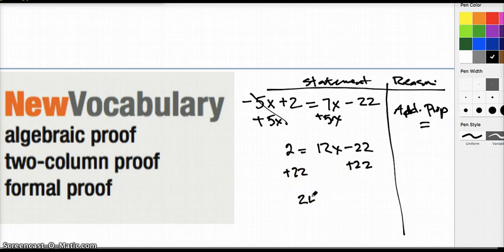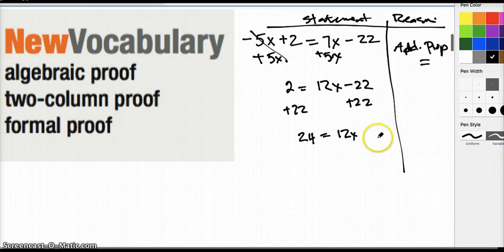Once you've done that, you end up with 24 is equal to 12x, and then you would write, well, what's the next step? You're going to divide both sides by 12. And why can you divide both sides by 12? It's called the division property of equality. We're going to get to those properties soon.